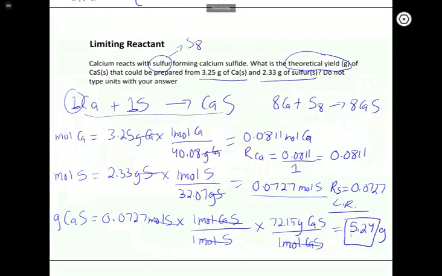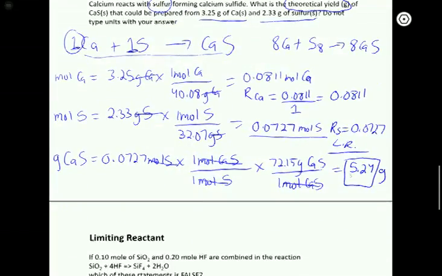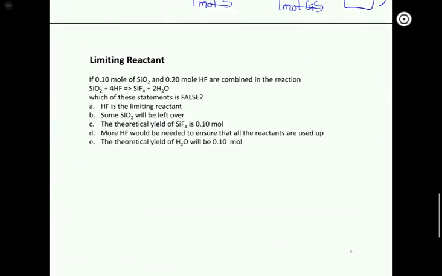Alright, so coming back now to another limiting reactant problem. This one was a little bit more conceptual in nature. We're given a multiple choice question. So we have 0.1 moles of SiO2 and 0.2 moles of HF combined in this reaction. So they react to form SiF4 and water. And we want to know which of these statements is false.